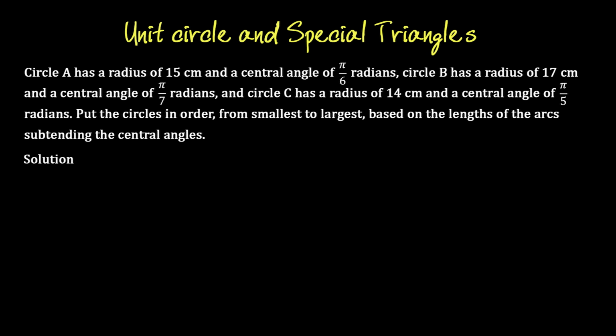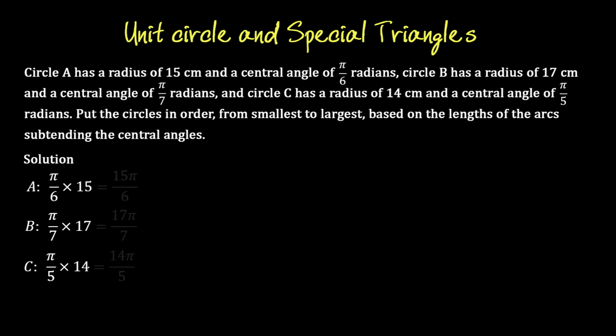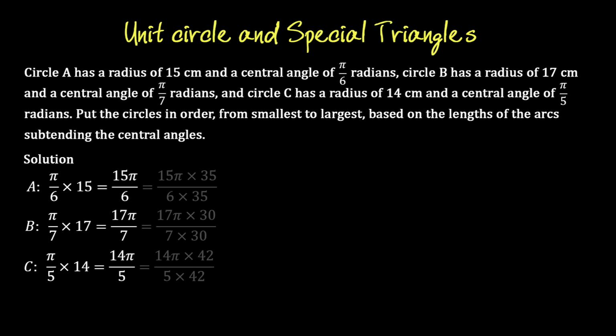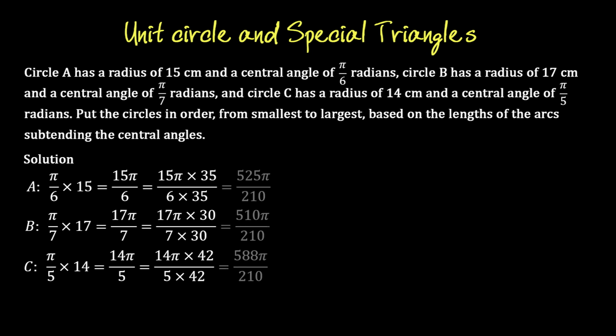Solution. To find the length of the arc, multiply the given angle in radians by the length of the radius. The arc length of circle A is 525 pi divided by 210. The arc length of circle B is 510 pi divided by 210. The arc length of circle C is 588 pi divided by 210. The circles in order, from smallest to largest, based on the length of the arcs subtending the central angles are B, A, and then C.